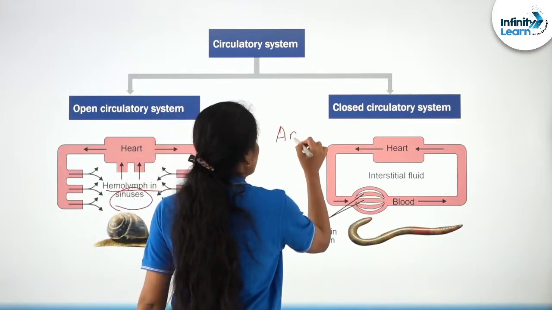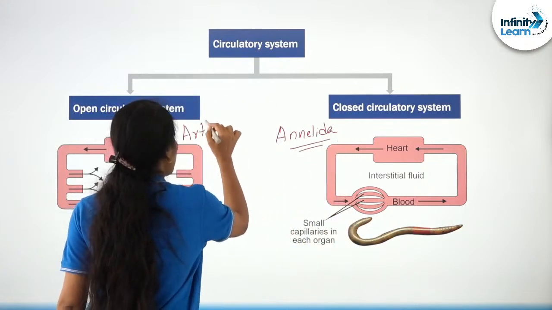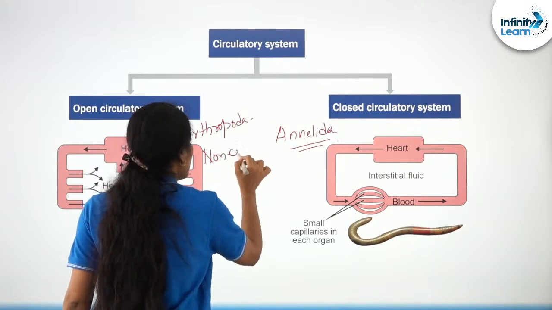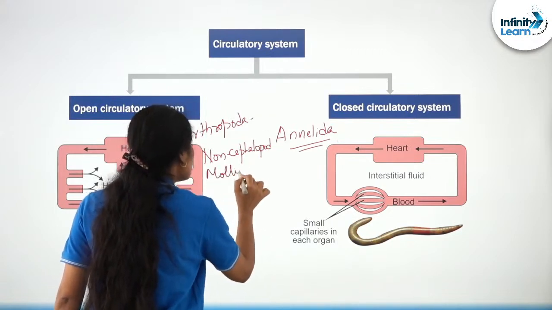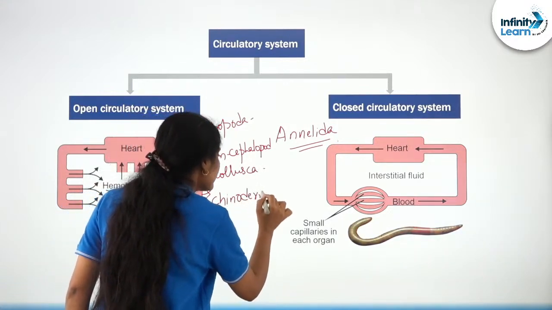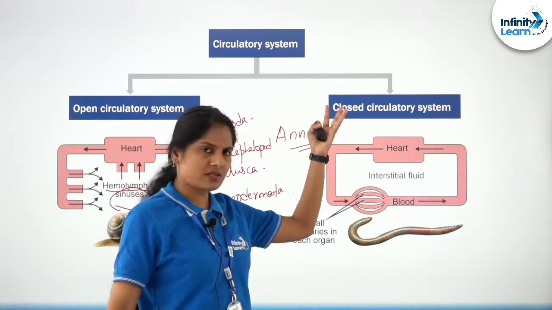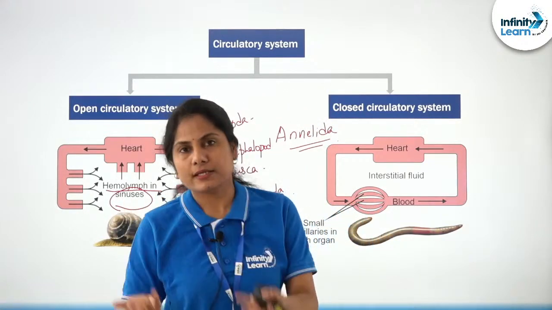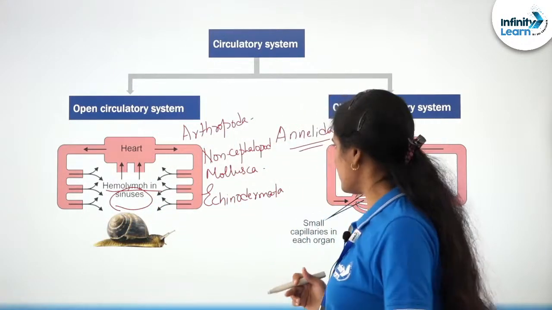As I already mentioned, Annelida is an example you can use here. Arthropoda, or whether it is non-cephalopod mollusca, or you can also give an example of the echinodermata, all these are exhibiting the open circulatory system. Chordates also, all of the pisces, the amphibians, the reptiles, the mammals, aves, all those are exhibiting obviously the closed circulatory system, the chordates, right?